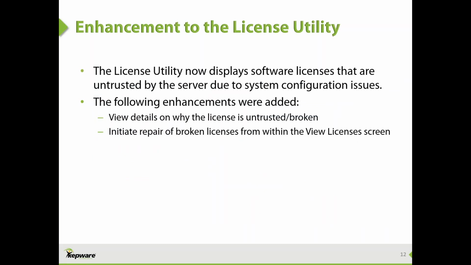And finally, enhancement to the license utility. Previously to v5.19, if a software license was broken, that activation ID would just disappear from the license utility. But now we actually still display that license and give you a status and let you know that it is broken and some indication of why it is broken. We added those enhancements: view details on why the license is untrusted and broken, and also there's now a repair button that lets you initiate repair of broken licenses, if it's possible for you to do the repair on your own from the licensing utility.